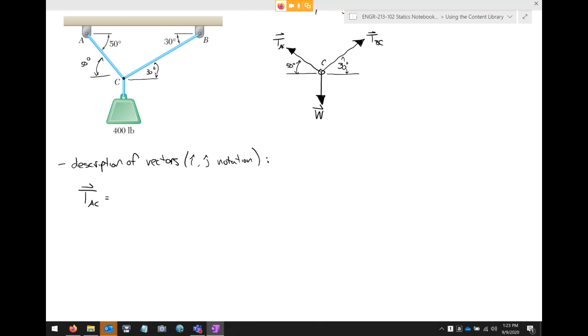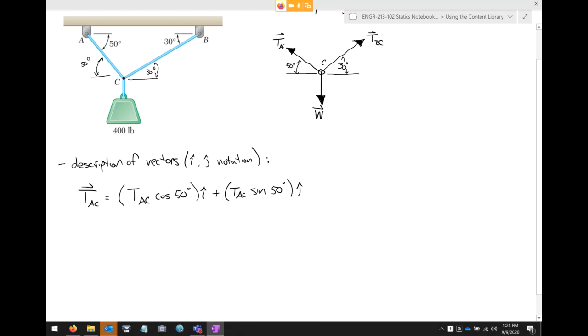Now, the question is, what's the magnitude? What's the magnitude of vector AC? Right now, I have no idea. That's sort of the whole point of the problem, to figure out that magnitude. So for this vector I'm going to say TAC cosine 50 degrees times i, plus TAC times the sine of 50 degrees times j.